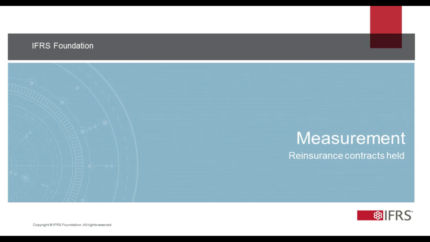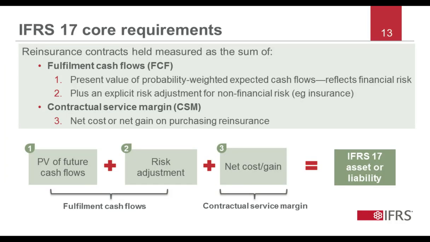After recognizing the reinsurance contracts held, we now need to measure those contracts. The next set of slides discusses the IFRS 17 measurement requirements for reinsurance contracts held. What are the core measurement requirements of IFRS 17 for reinsurance contracts held? Insurance contracts are measured at the sum of two components, the fulfillment cash flows and the contractual service margin. This is also the case for reinsurance contracts held. However, there are modifications to the core requirements to reflect the economics of the reinsurance contracts held.